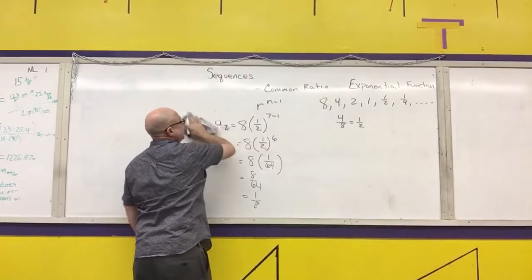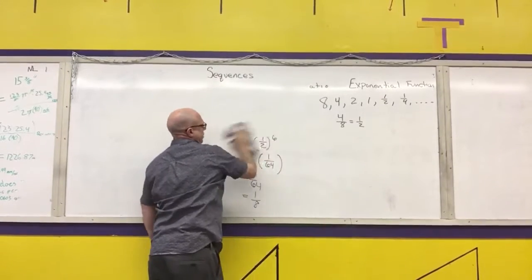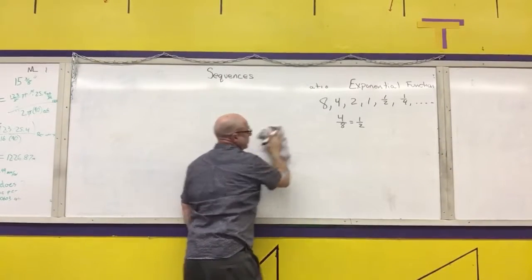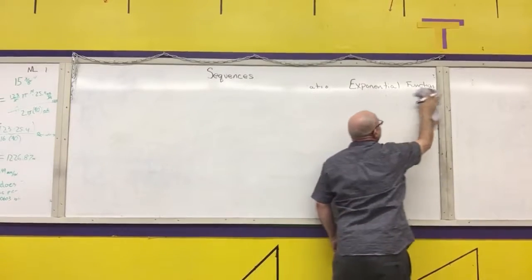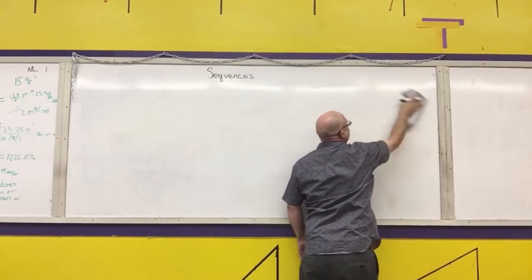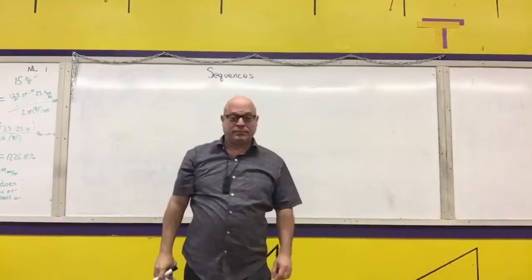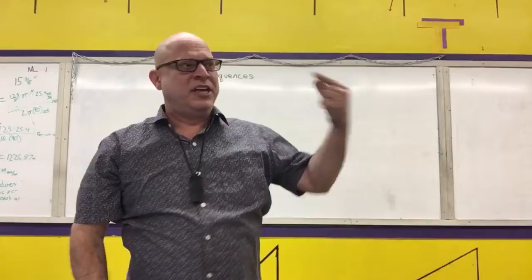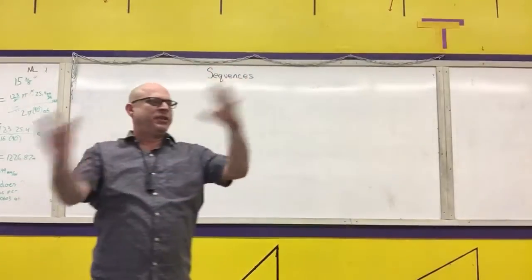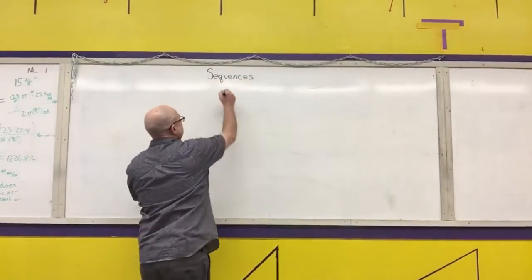So the next thing we want to do is talk about recursion. What is that? The best way to talk about it is by doing an example. A recursive rule gives the beginning terms of a sequence and an equation to tell how the next term comes from the previous term. So, a recursion.